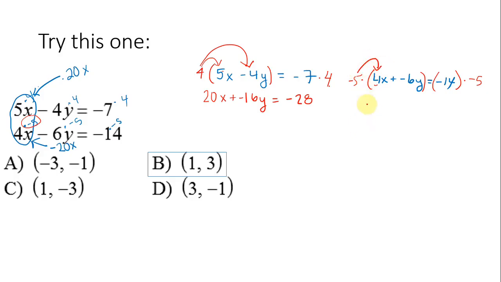Negative 5 times 4x will give me my negative 20x. Negative 5 times negative 6y will give me my positive 30y. And negative 5 times negative 14 will give me positive 70. Now let's add these two equations together.